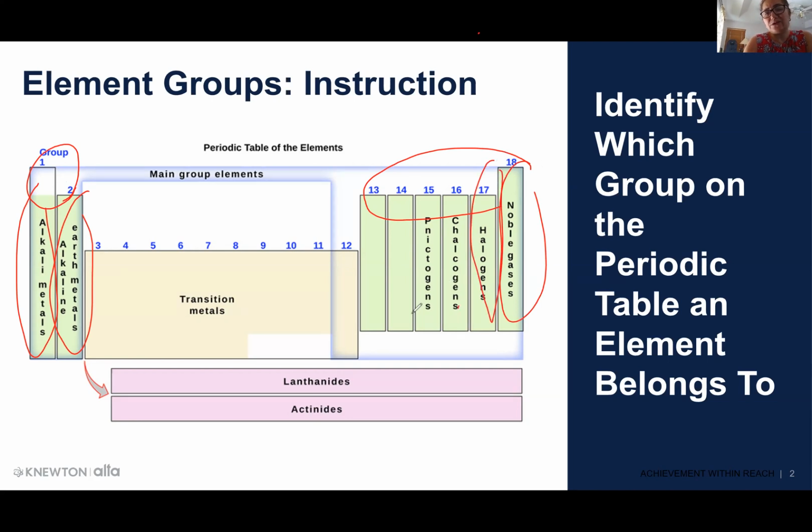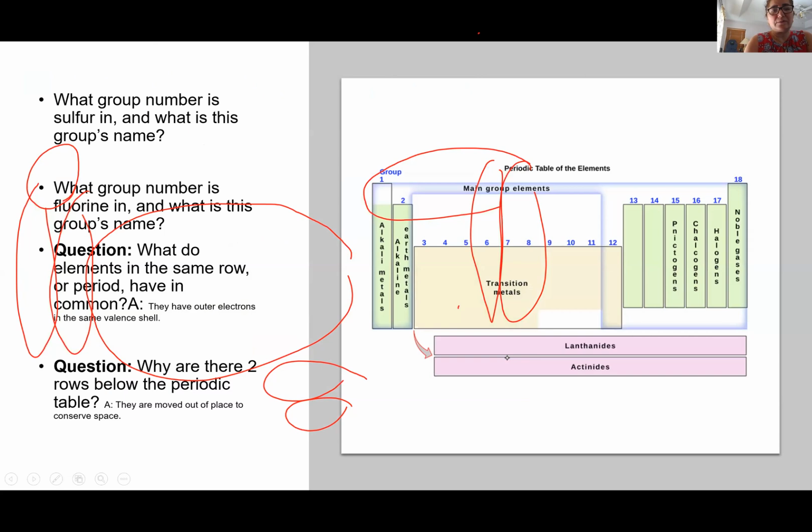The chalcogens and the other ones, you don't have to memorize, and they are not very common in different books. So these 4, you need to know the names for them. Besides the main groups, you have transition metals, you have lanthanides and actinides. So those are the major groups that you need to know.